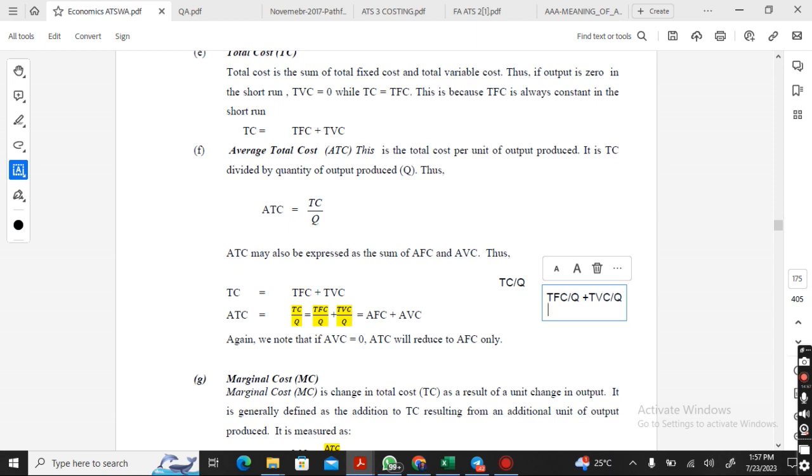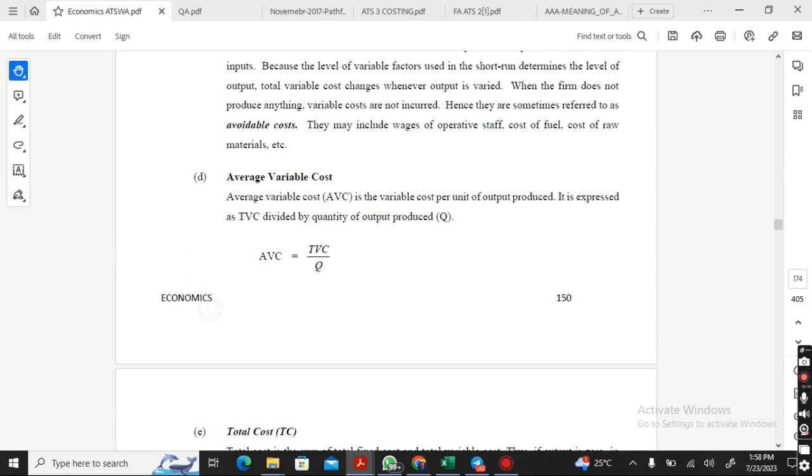And note, if average variable cost is 0, that means ATC will reduce to only average fixed cost alone. Very much important, so get that clause very well. Let me go back and mark it.